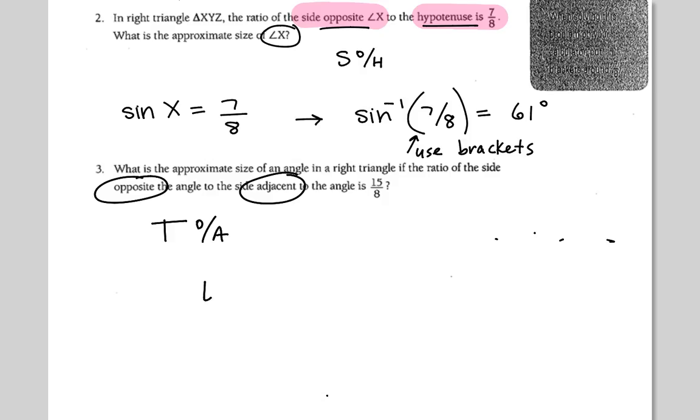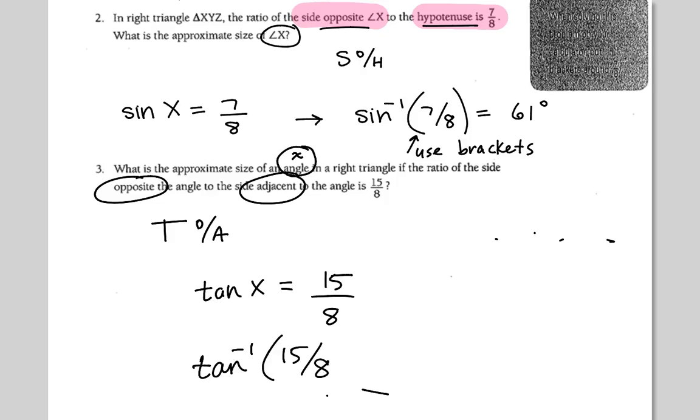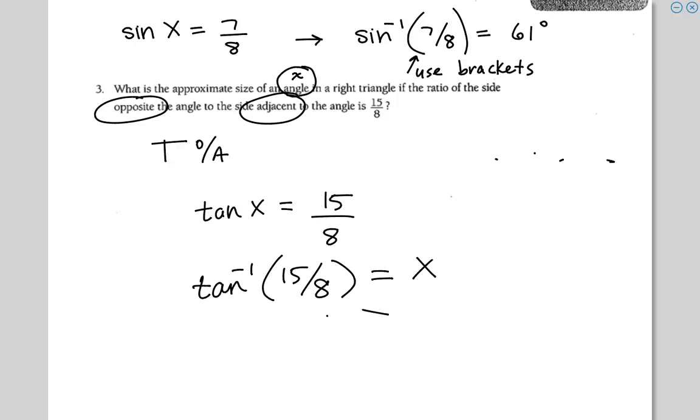So we know that tangent of our unknown angle, which we'll call x, is equal to 15/8. So second function tangent of 15 divided by 8 will give us our angle x. So second function tan, 15 divided by 8, I'm getting 62 degrees.